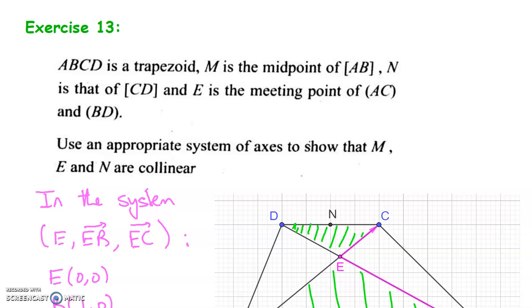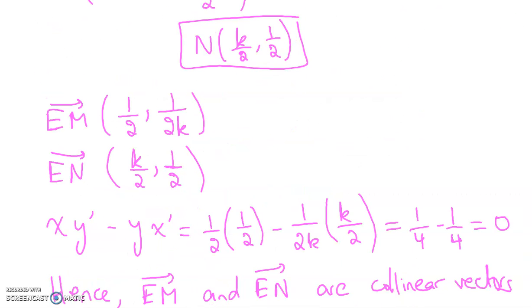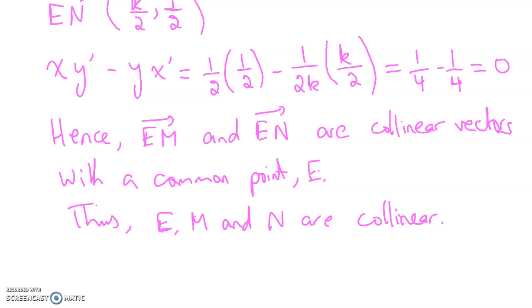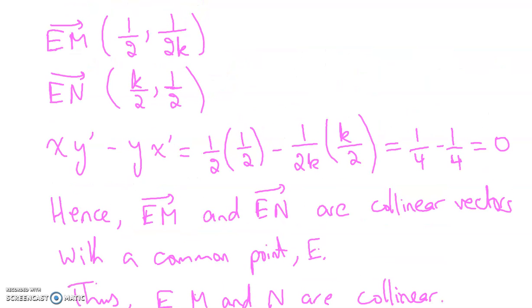I did it here. Okay, so we got 1 over 2 times 1 over 2, which is 1 over 4, minus 1 over 2k times k over 2. K and k would cancel out, and this would give 1 over 4 minus 1 over 4, which is 0. So we conclude that EM and EN are collinear vectors, and since they share a common point, which is E, thus the points E, M and N are collinear.